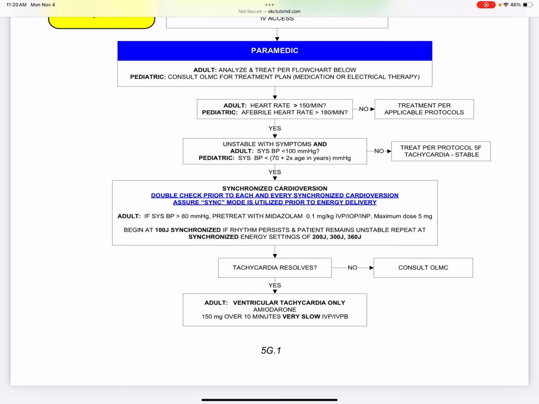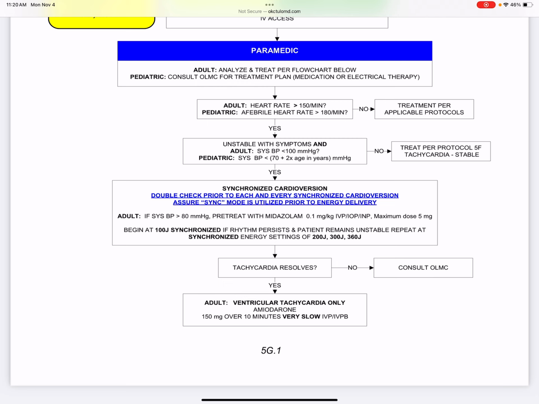For adults, if the systolic blood pressure is greater than 80, we're going to pre-treat that patient with midazolam, aka Versed, 0.1 mg per kg, maximum of 5. Again, we talked about this with pacing. We just want to pre-treat with midazolam to not necessarily sedate them completely, but to keep them from experiencing the full amount of pain. So we're going to begin at 100 joules synchronized if rhythm persists and the patient remains unstable.